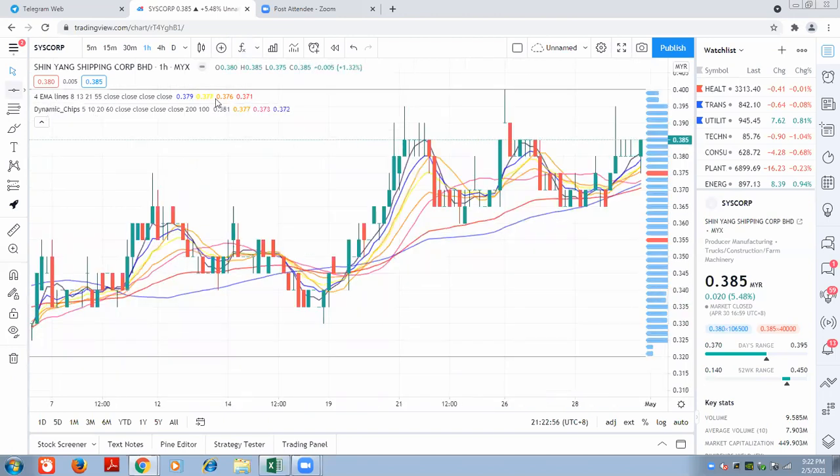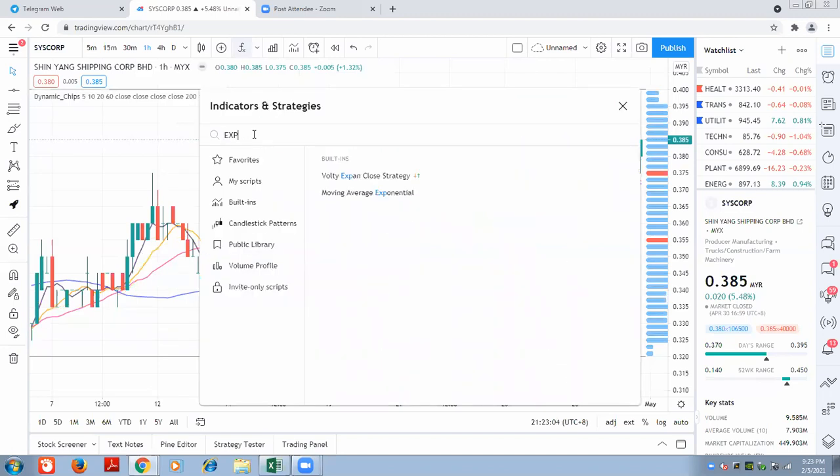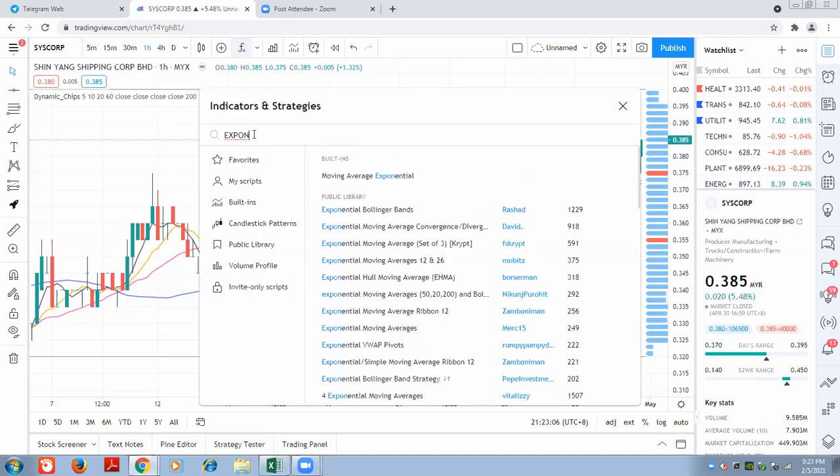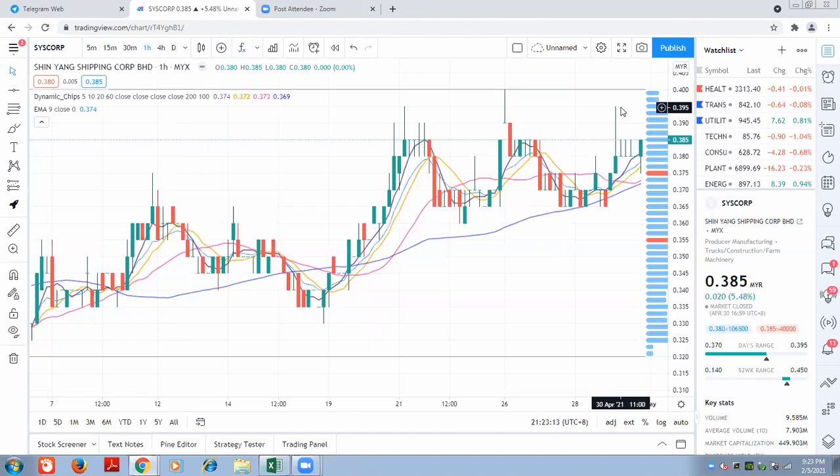So maybe the EMA is too much, so I'm going to use the simple one. Moving average exponent, just one line. You can adjust which one. Currently it is set as EMA 9.